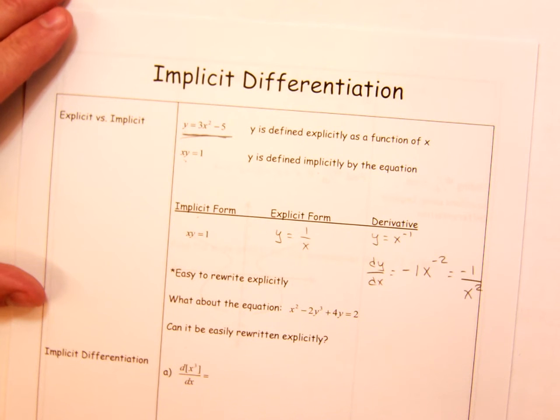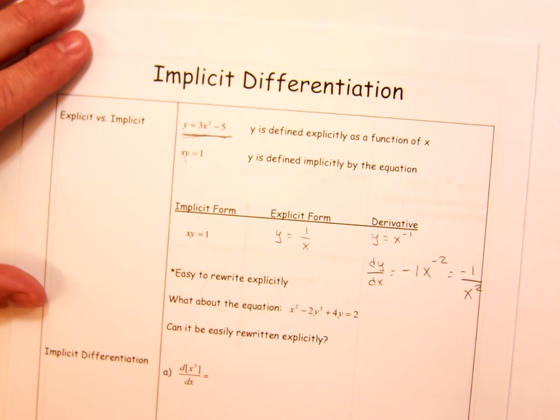All right, so when we have an equation that is in implicit form and we don't want to change it to the explicit form, we have to come up with a way to take the derivative of it. And that's what we're going to get into now.